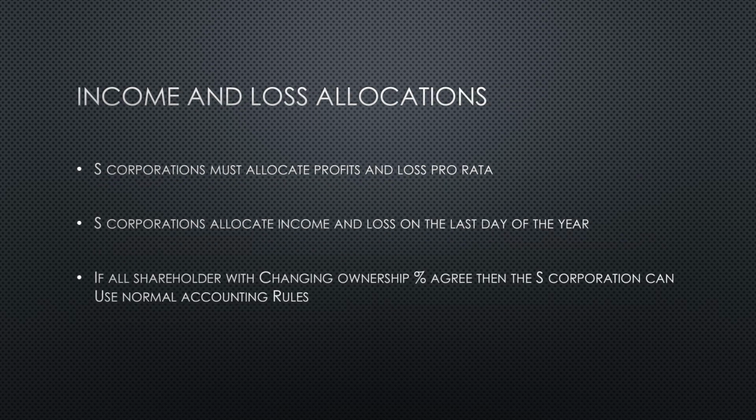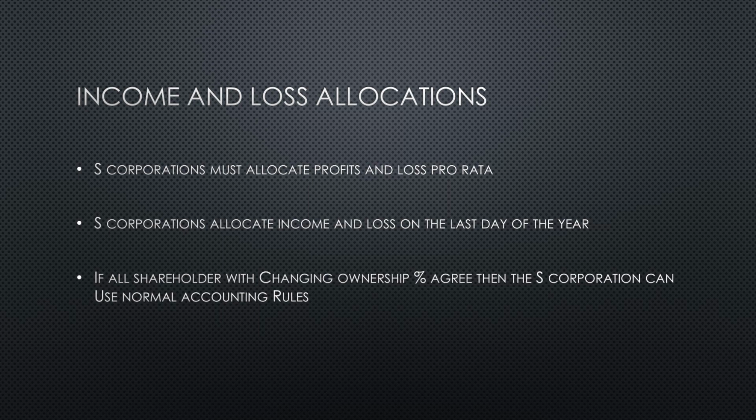An S corporation must allocate profit or loss pro rata based on the number of outstanding shares each shareholder owns on each day of the tax year. S corporations allocate income and loss on the last day of the year. So if a shareholder sells their shares during the year, they must use a pro rata allocation method to allocate income or loss.